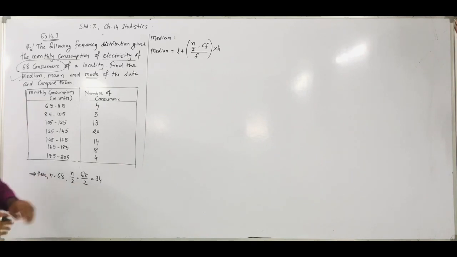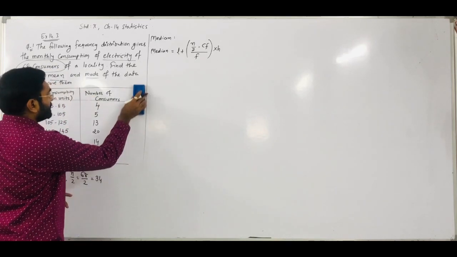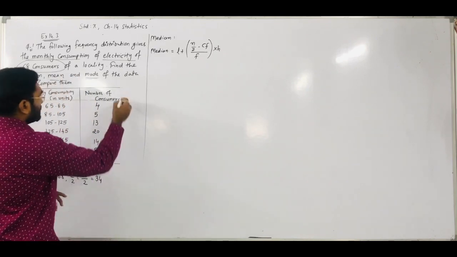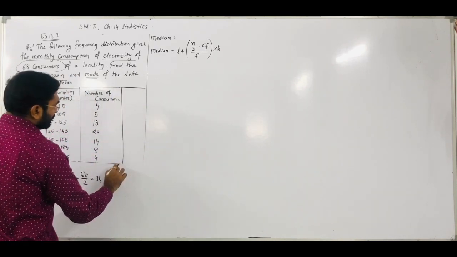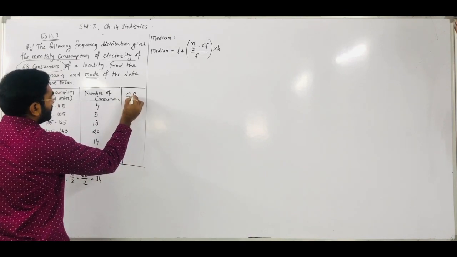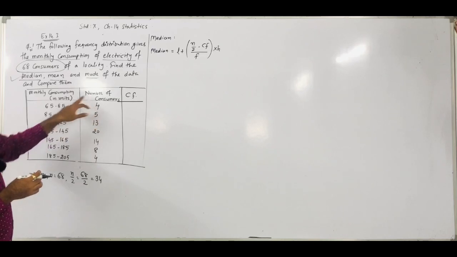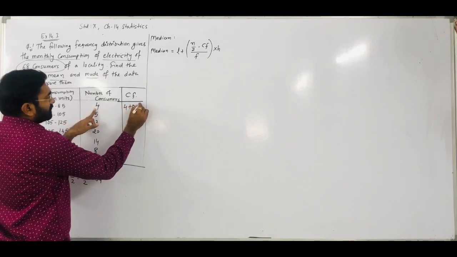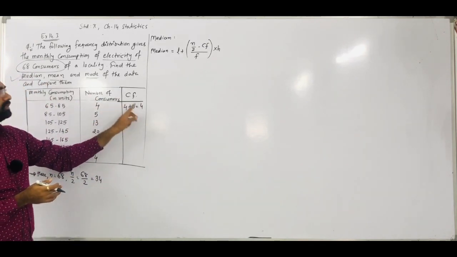After getting the n by 2 value, in that question, for finding the median, you have to make one column which is the cumulative frequency. This is the cumulative frequency, right? So you have to make a cumulative frequency column, and how to find the cumulative frequency, we have to discuss here. See, for the first class frequency, we have to add 0. So we get 4 only, right? Or you can say the first class frequency is the same as the cumulative frequency of the first class.